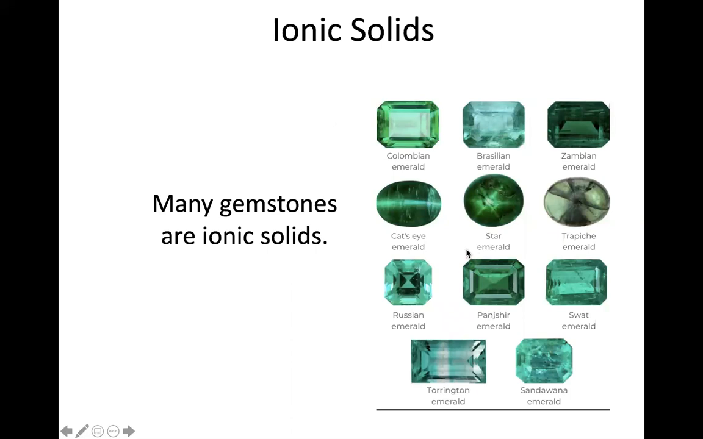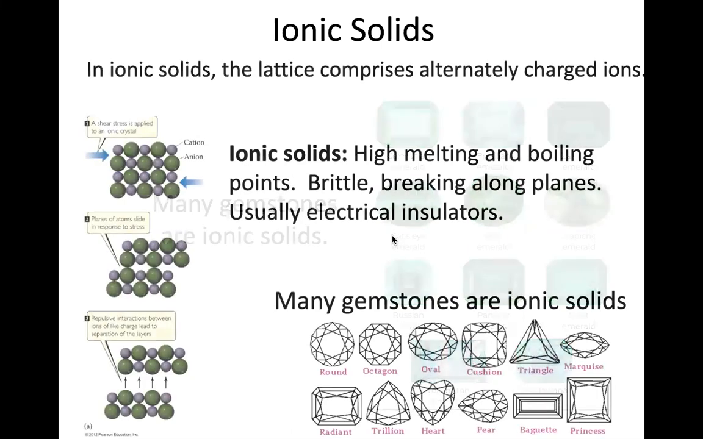Now, this brings up an interesting feature, though. Notice how there's different cuts here for different gemstones. That comes back to how they're constructed. So we know that in our ionic solid, we have this lattice that has this alternating positive, negative throughout. So let's see how this can give rise to the properties.